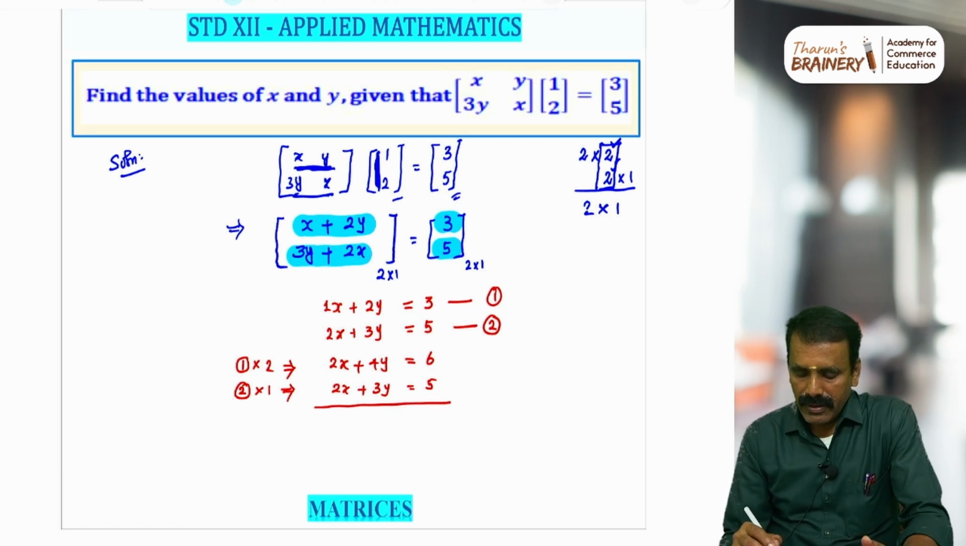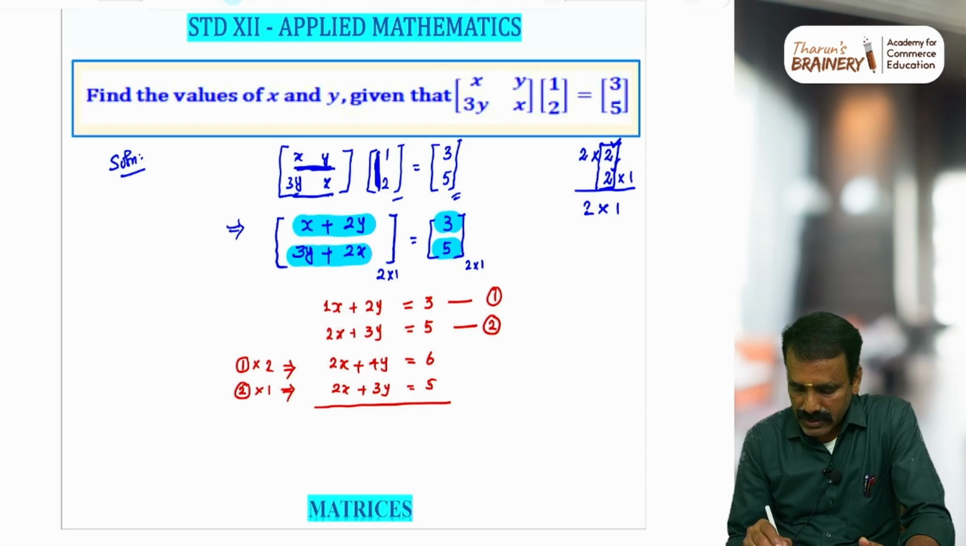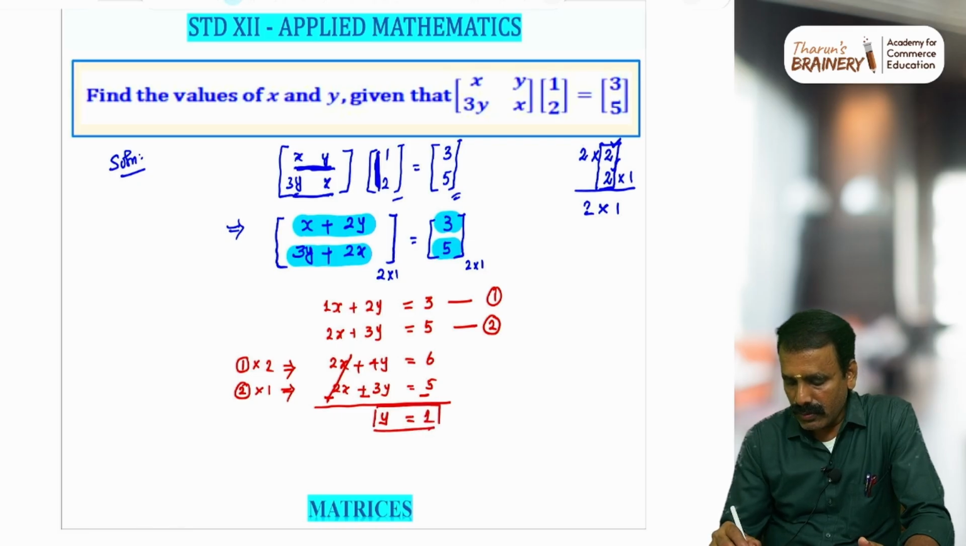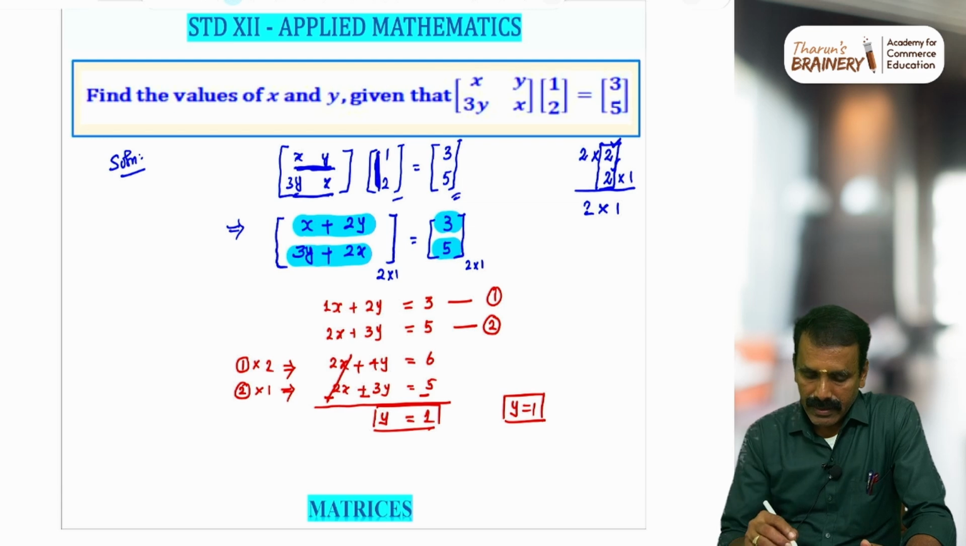By the elimination method, we are going to solve, because 2x and 2x are going to have the same sign. We do subtraction. So subtract, minus, minus, minus. In that process, the x term gets cancelled, we get 4y minus 3y. So it is y. 6 minus 5, it is going to be equal to 1. So the value of y is going to be equal to 1. I got the value for y. With the help of y, I am going to find the value for x.